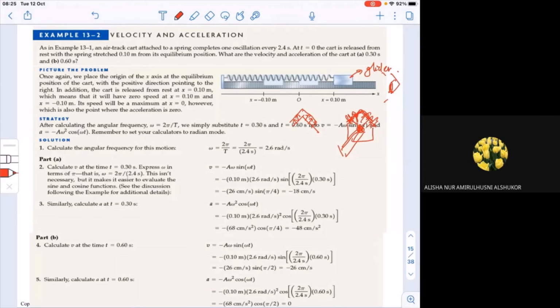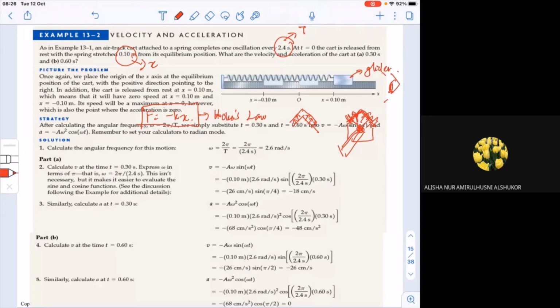An air track card attached to a spring oscillates one oscillation every 2.4 seconds. So this should be the period. At time t equals zero, the card is released from rest with the spring stretched to some x. When we talk about spring, we need to know F equals negative kx, because this is Hooke's law. What is Hooke's law? It involves some elastic thing, such as a spring, which has a spring constant k and also elongation x, from its equilibrium position. What are the velocity and the acceleration of the card at time t equals 0.3 seconds and 0.6 seconds?